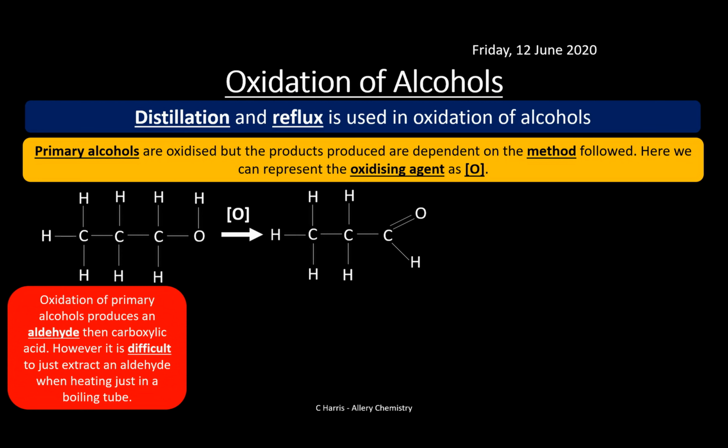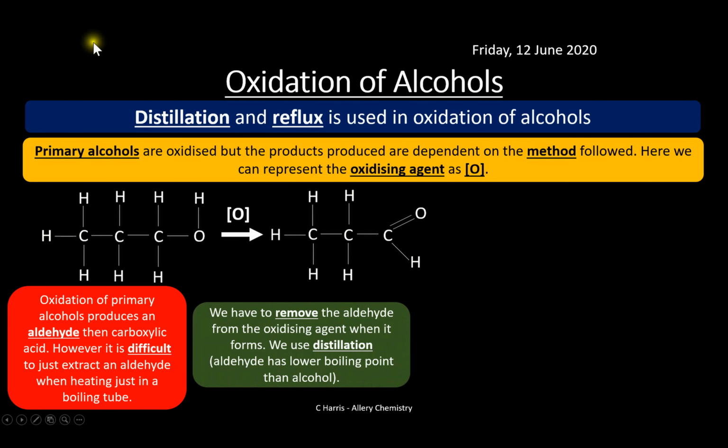Okay, so oxidizing your primary alcohols produces an aldehyde, then a carboxylic acid, but it's really difficult to just extract your aldehyde when we're just heating it in a boiling tube. So we don't just use a boiling tube to react this. What we must do is remove this product first, before it oxidizes to carboxylic acid. So we've got to use a bit of kit that allows us to separate this out.